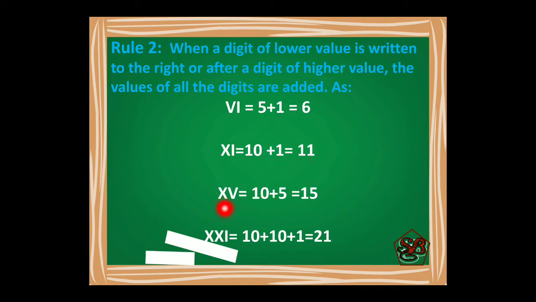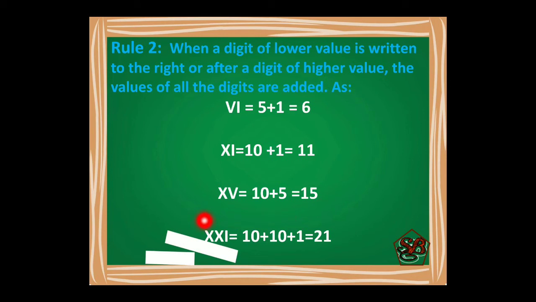Next is 10 and 5, right? So 10 is the bigger one and on the right hand side we have the smaller number, that is 5. Again we are adding to get 15. So X and V make 15.